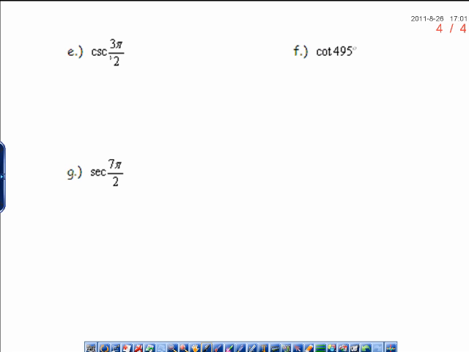Okay, E, cosecant of 3 pi over 2. This is in radians, and it's cosecant. So really our first step is to try to figure out, what is sine of 3 pi over 2? And once we get that answer, we're going to take the reciprocal. 3 pi over 2, that looks familiar. It is a quadrantal angle. That is 270 degrees. So let's look at our chart. Sine of 270 degrees is -1.